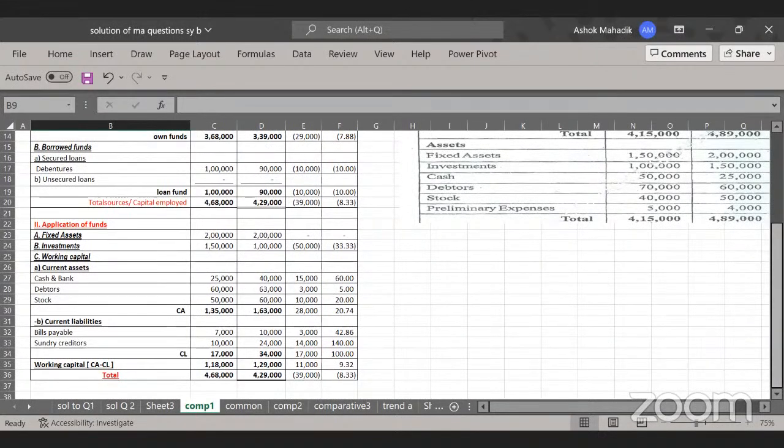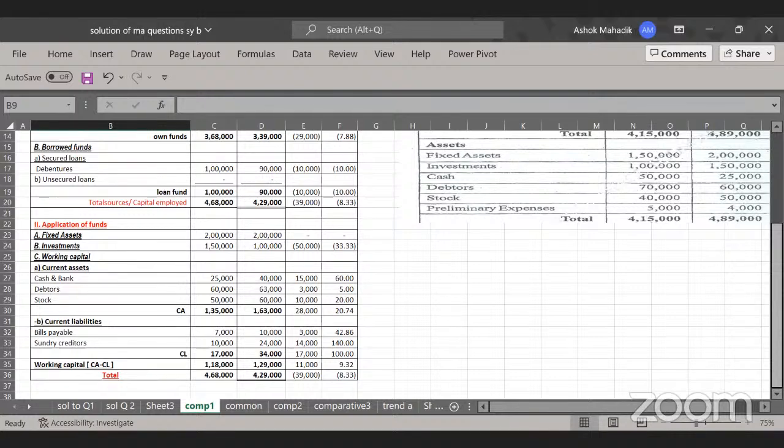First section is fixed assets. This will include all long-term assets, land and building, plant and machinery, etc. Then we have long-term investments, like government bonds or shares of another company purchased. Then, working capital, which we have already studied. It has current assets minus current liabilities. Current assets will include cash, debtors, stock, bank balance. Current liabilities will include bills payable, outstanding expenses like wages, and even sundry creditors. Clear? So CA minus CL will give you working capital. So on the asset side, three major heads are there: fixed assets, investment, and working capital.